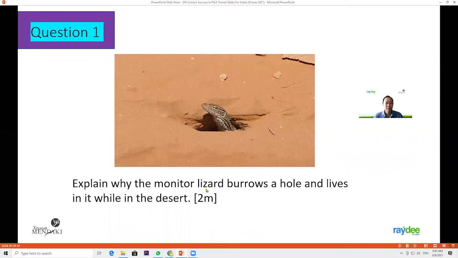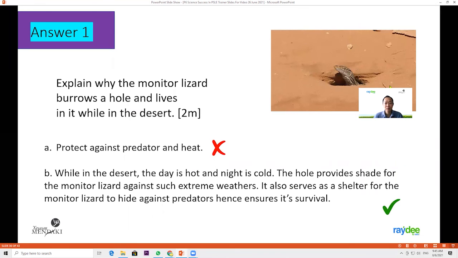So explain why the monitor lizard burrows a hole and lives in it while in the desert. Okay, so as you can see here, the environment is hot, so definitely one of the reasons is because it needs to escape from the heat, right? So as usual, most will give you super short answers. Protect against predators, protect against the heat.